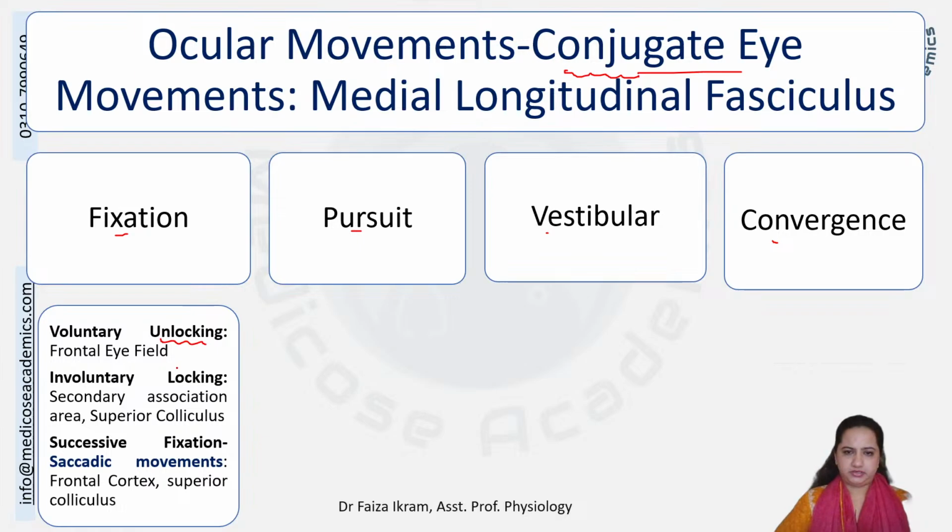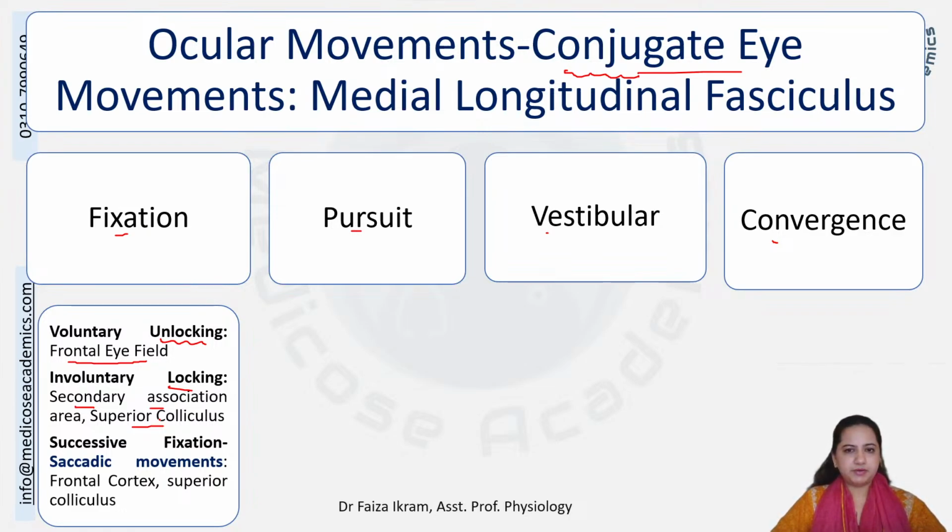Unlocking is voluntary. This is performed by the frontal eye field. Whereas the locking, once you move to the object, is involuntary, and this is performed by the secondary visual association area and also by the superior colliculus.